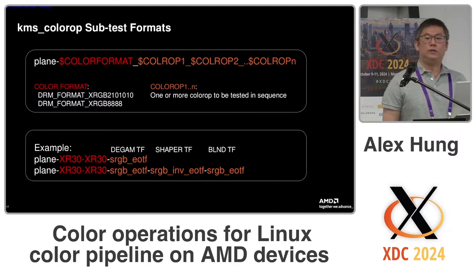If you need to do more testing, a test for multiple colorops, for example if you are going to do three 1D curves, then you just append the two other colorops at the end of the test. And the IGT test will execute the sRGB EOTF for the gamma, the inverse EOTF for the shaper, and the sRGB EOTF for the blend.